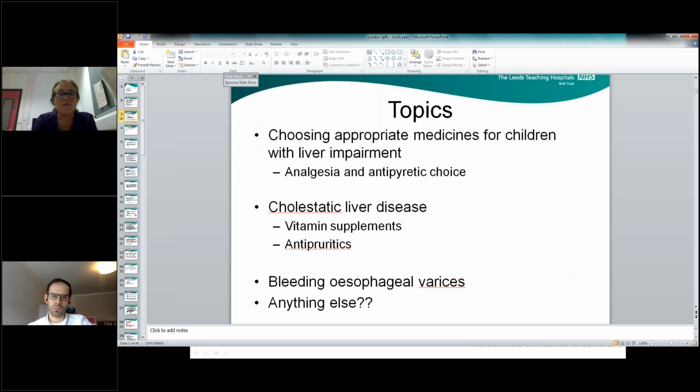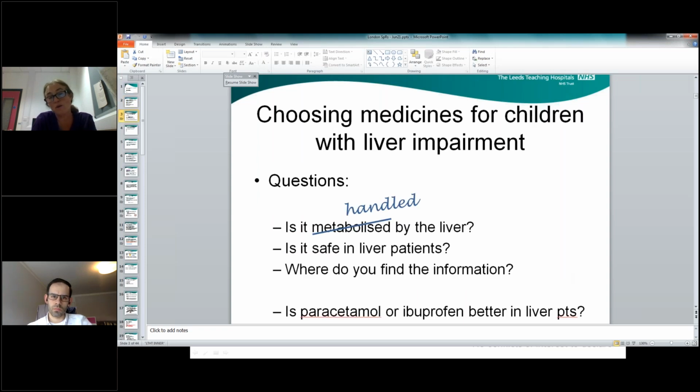So the topic that I probably get asked most about is choosing medicines for patients with liver impairment. And I think there's a slight misconception about what the question really is. I often get asked, well, it's about metabolism, and if a drug is metabolized by the liver, then obviously you can't use it in a liver patient. But actually, there's a whole lot more to drug handling than just metabolism, and it's everything about drug handling that can be impacted by liver dysfunction.